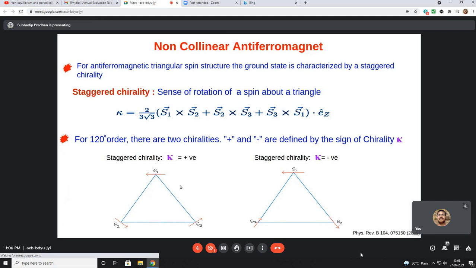So the staggered chirality for this structure will be negative. We are defining these two types of triangular structure, where in one case the staggered chirality is positive and in the other case it is negative. This structure we call anti-clockwise, and this one we call clockwise. And I am going to look at these two types of magnetic structure for the material Mn3Sn. What is the band structure? What is the topology for these two different magnetic structures?